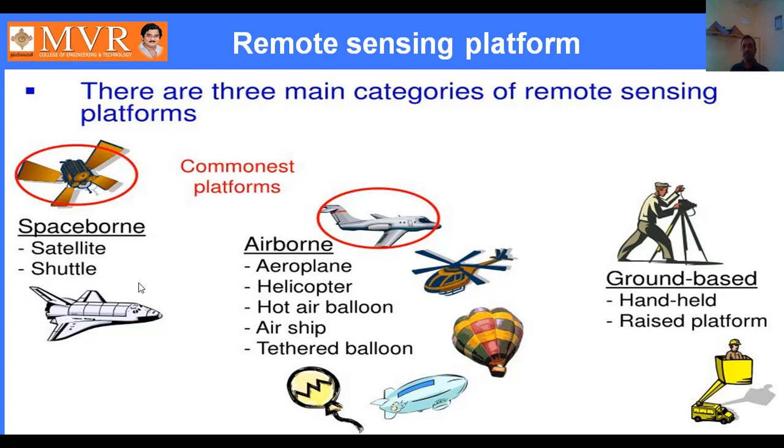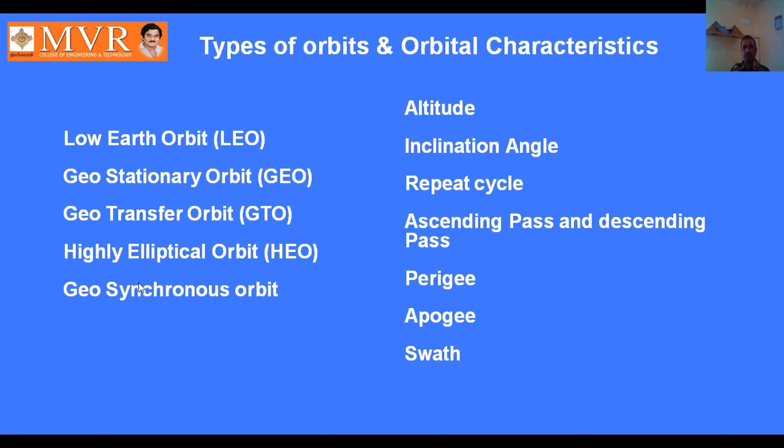Now, we are going to discuss launching satellites, so today we are going to discuss the basic terminology about orbits. Basic terminology about satellite sensors, orbits and inclination angle, altitude, repeat coverage, ascending path and descending path, swath width, and so on. So, these are some terminology.